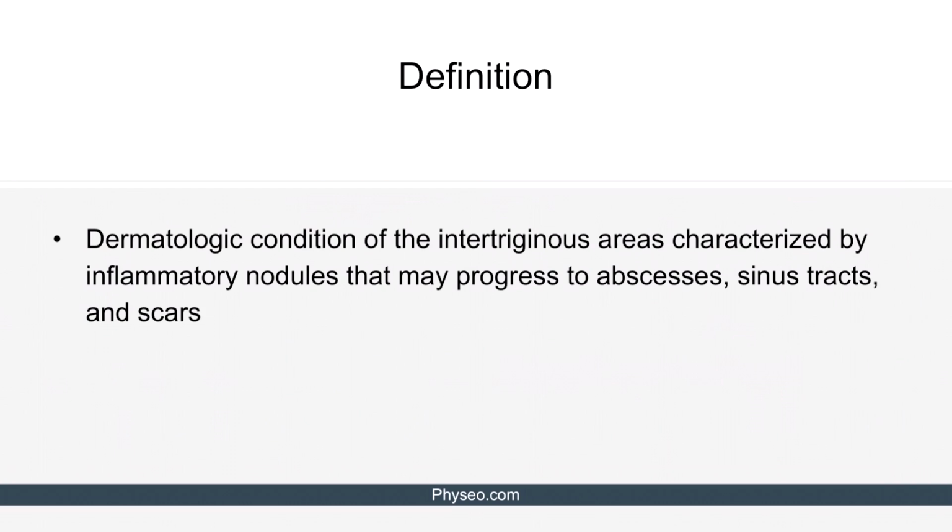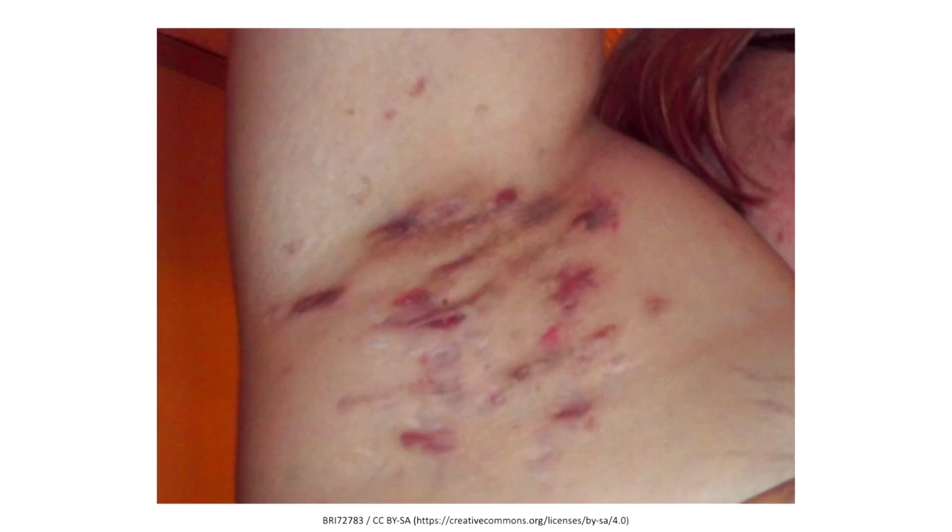Hidradenitis suppurativa is a dermatologic condition involving the intertriginous areas. It is characterized initially by inflammatory nodules. Throughout this chronic condition, these nodules may progress to abscesses, sinus tracts, and even scars. Let's take a look at an image of this to begin with, since this may be a condition that you're less familiar with. Here we see an image of the right axilla of a patient with hidradenitis suppurativa.